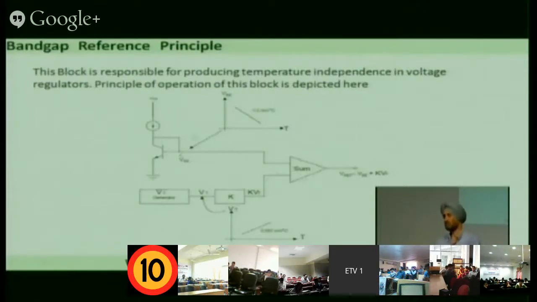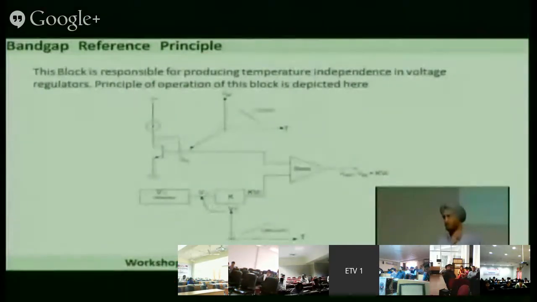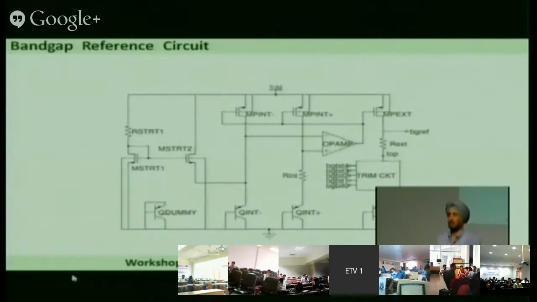How have we seen this? Because we are using VBE, which falls with temperature, and we are using a thermal generator, a VT generator, whose voltage increases with temperature. The slope is different, but we adjust the slope by multiplying with K, and then you sum these two, and this is the output voltage, which is not dependent on temperature. So this is the way we have generated this voltage. So this is the complete band gap reference circuit.